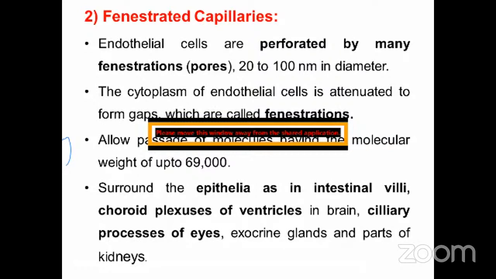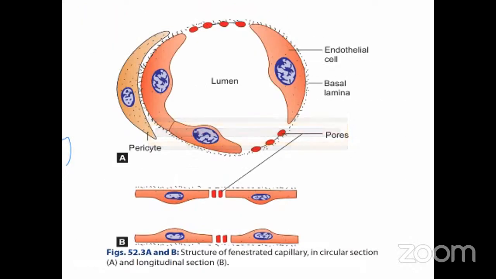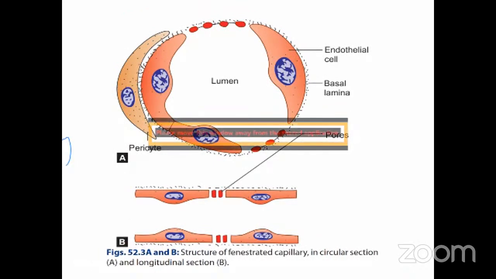These are present in epithelia, such as the epithelium of the intestinal villi, the choroid plexus of the ventricles in the brain, ciliary processes of the eyes, exocrine glands, and parts of the kidneys. So this is the second type of capillaries, fenestrated capillaries. See, the pores are present there. So these are called fenestrated capillaries.